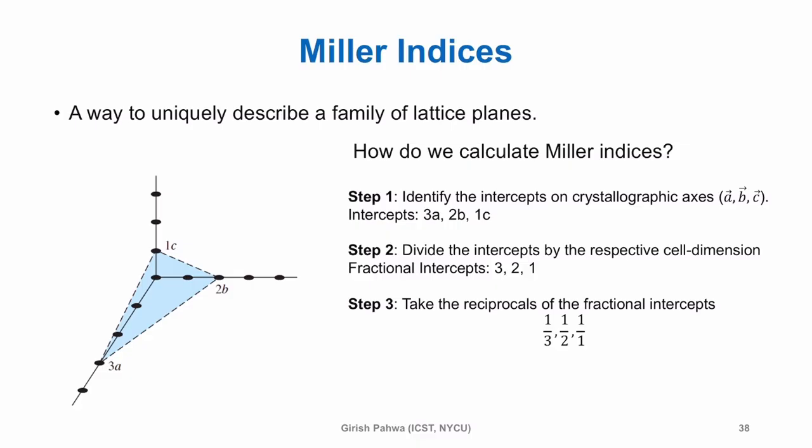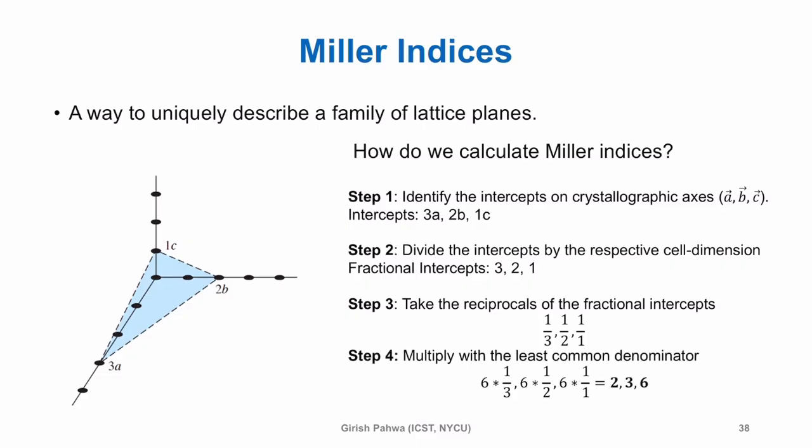So what will be the LCM of 3, 2 and 1? 6, right? So multiply with 6. 6 into 1 by 3, 6 into 1 by 2, 6 into 1 by 1. So you get 2, 3 and 6. So 2, 3 and 6 are my Miller indices. Okay, so that's the procedure. Simple. Take the intercepts, divide by their respective cell dimensions, take the reciprocal, multiply with the LCM.